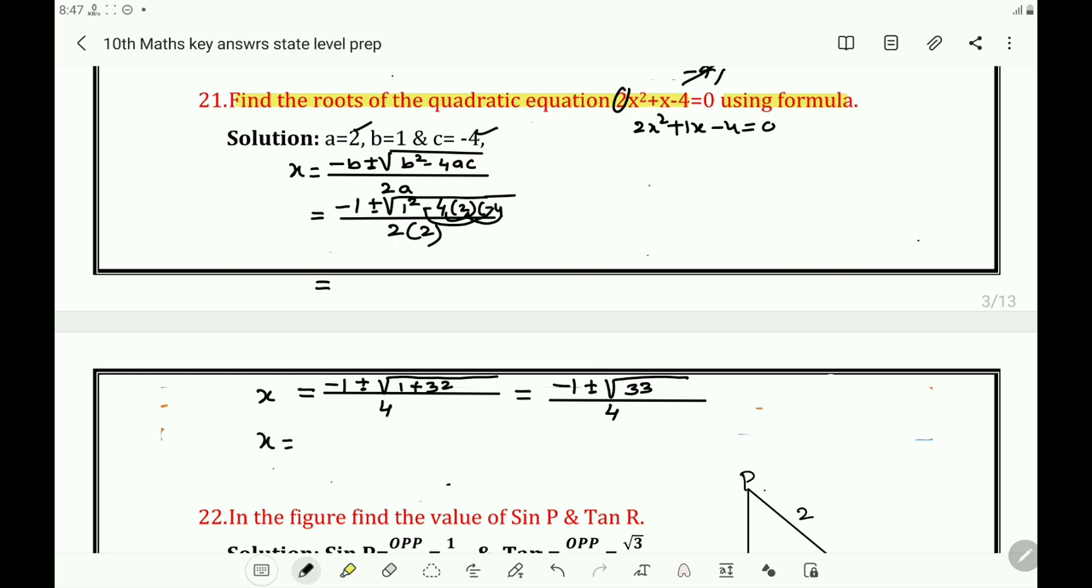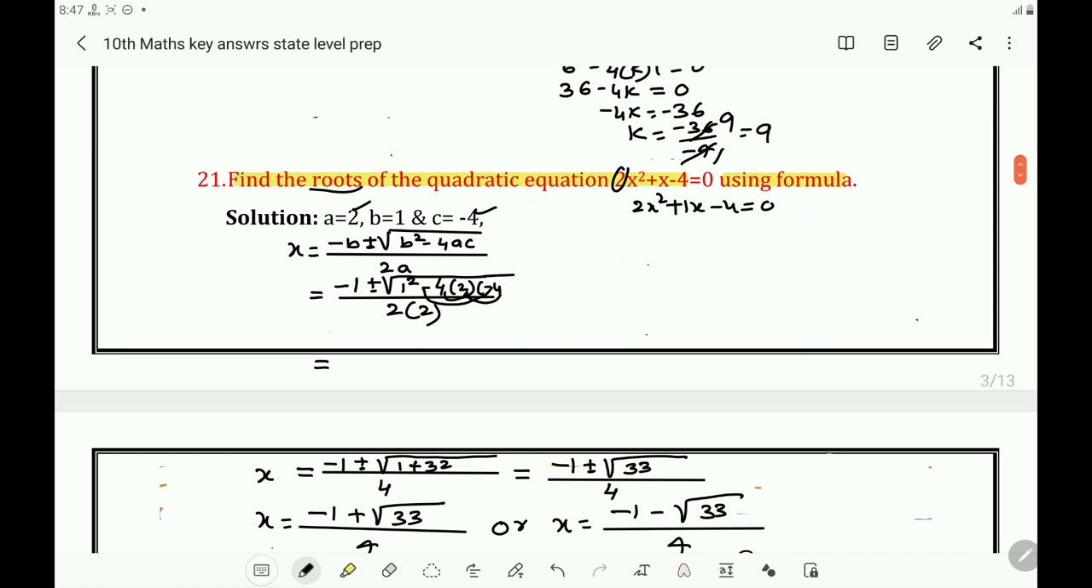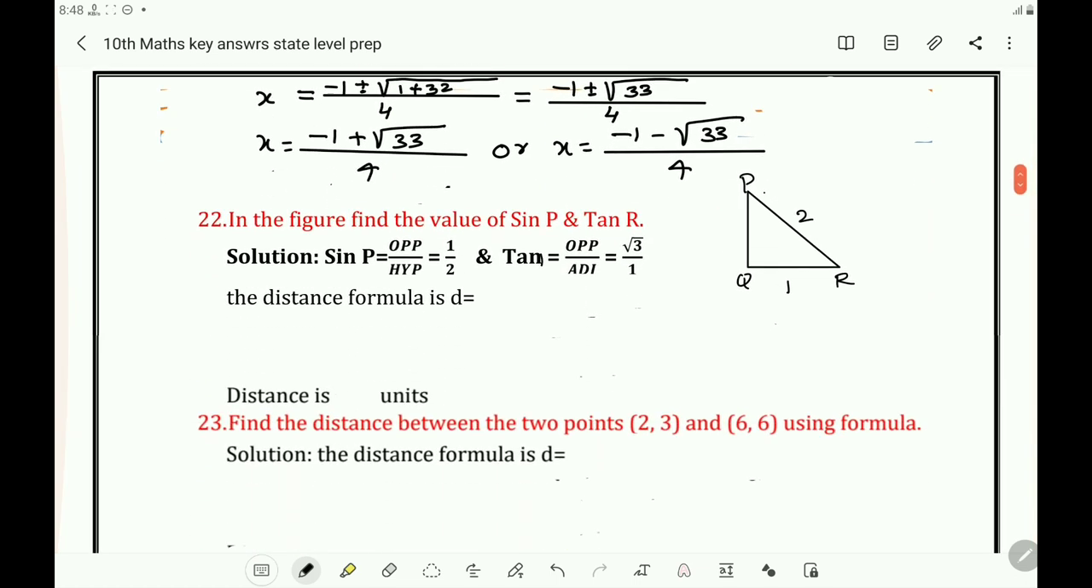Then you can write x equals minus 1 plus root 33 by 4 or x equals minus 1 minus root 33 by 4. That is the roots of the quadratic equation 2x square plus x minus 4 equals 0. Here x is there means 1x, you must take b equals 1. Then you take the next one.